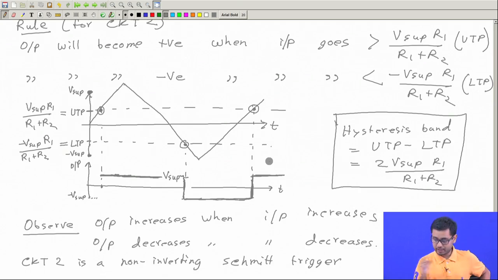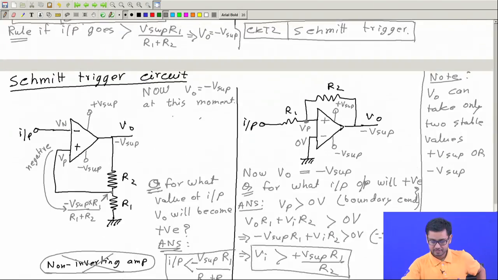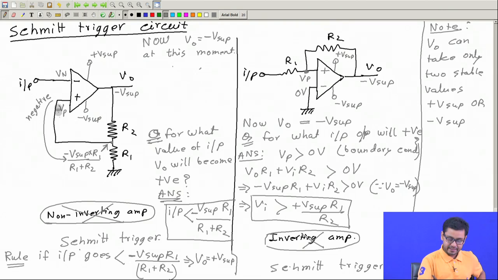And one important point: this circuit, which was originally a non-inverting amplifier, we have modified, and this becomes an inverting type Schmitt trigger, which means output decreases if input increases. On the other hand, in this circuit, which was originally an inverting amplifier, when we change the plus minus sign, this behaves like a non-inverting Schmitt trigger, which means output also increases if input increases.